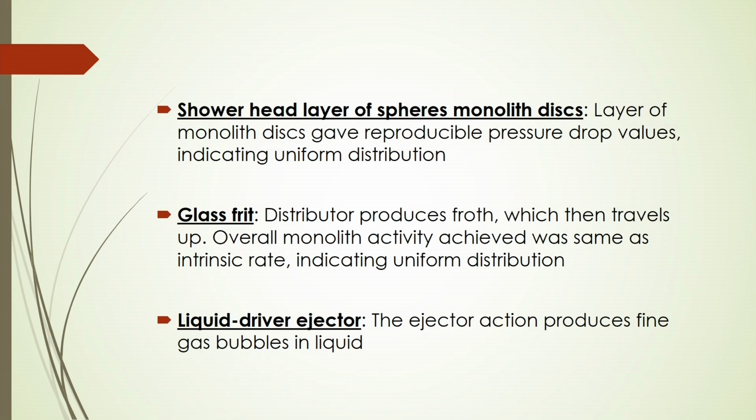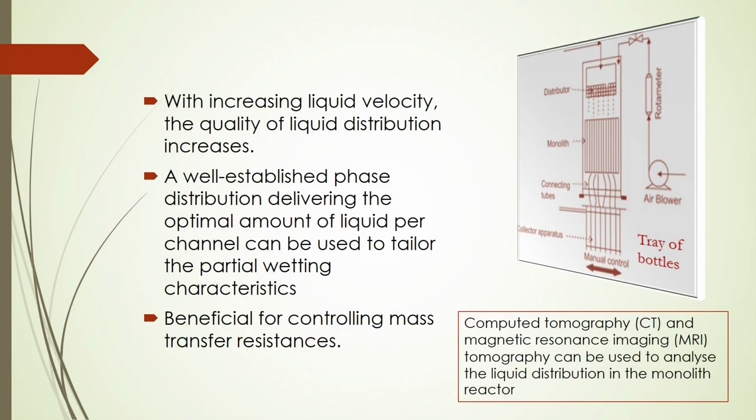In the case of a liquid-driven ejector type of distributor, the ejector action produces fine gas bubbles in the liquid, which may be easier to distribute throughout the channel to get more interfacial area between gas and liquid, and thus more mass transfer efficiency in that particular chemical engineering process.